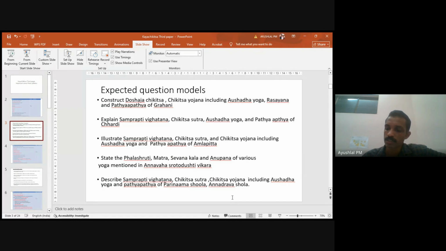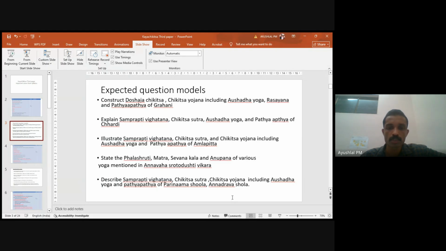So this was not present before in the Kaya Chikilsa examination, but in the new syllabus you can see the treatment as per Samprapti Vikhatana, Chikilsa Sutra, Aushadha Yoga, and Patyavatya of Chardi. This is also taken from the syllabus itself. I have not formed these questions. This is the syllabus points where the syllabus description is given. So I have taken these points from the syllabus itself. So such questions you can expect.